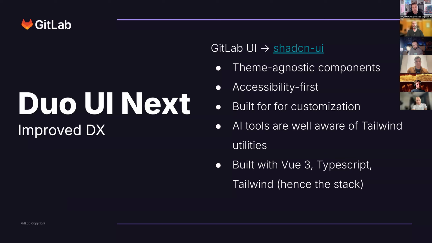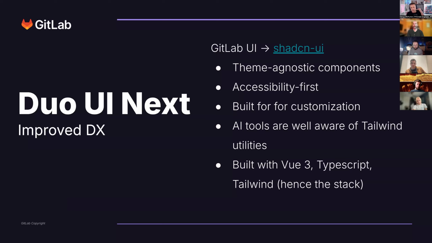The SHA-CN UI is built for customization. As I said, it comes with the standard Tailwind utility classes, and AI tools are well aware of Tailwind utilities. So you will benefit from code completion and code suggestion. When you work with the new components in Duo UI, you will get the suggestions, especially with some extensions in VS Code which support working with Tailwind. Then you get a lot of benefits from this move.